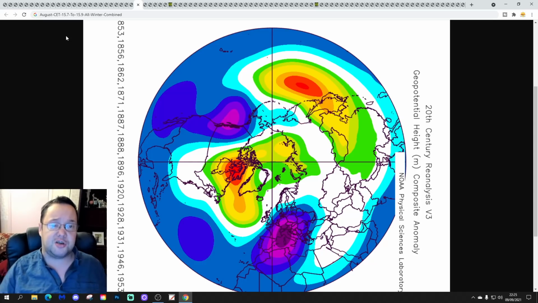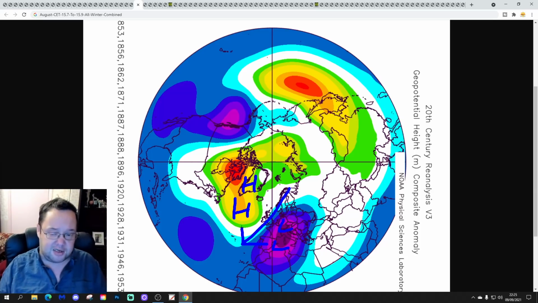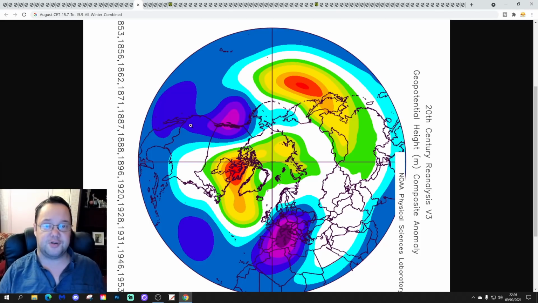This is how all winters combined are looking following August CT range of 15.7 to 15.9. And again, mid-Atlantic ridge heading up towards Greenland, below average heights to our south and east, and again, incoming those northeast winds. A lot of that is down to what's happening in December, though. I reckon the winter probably gets progressively milder a lot of the time.